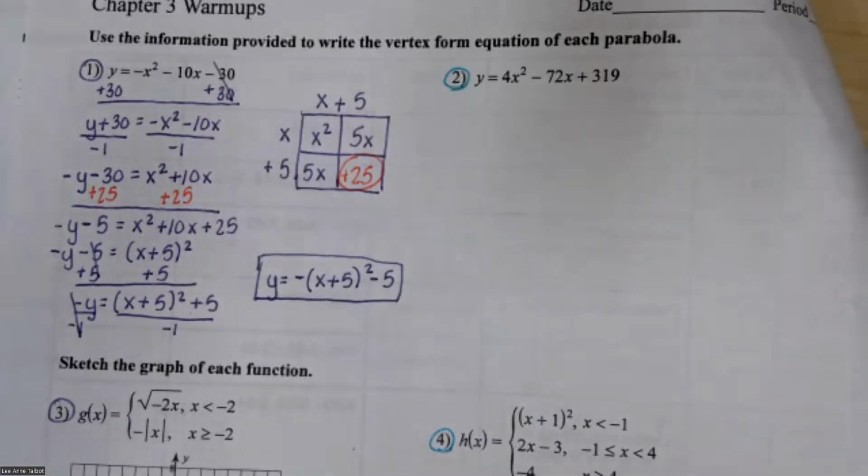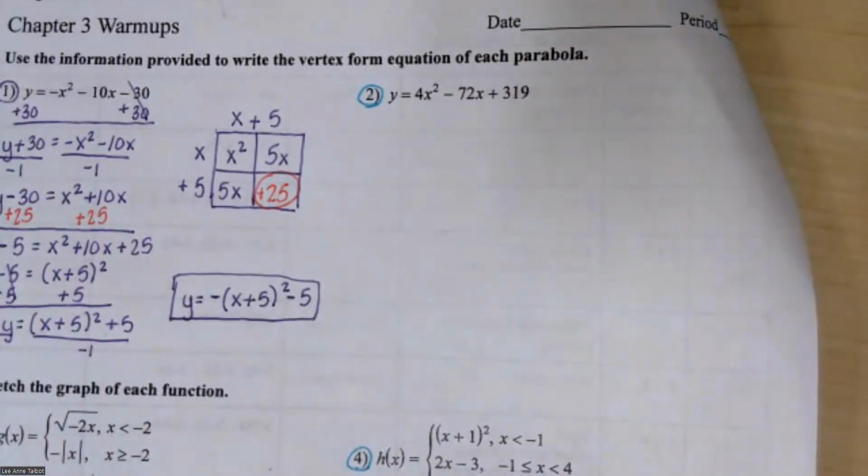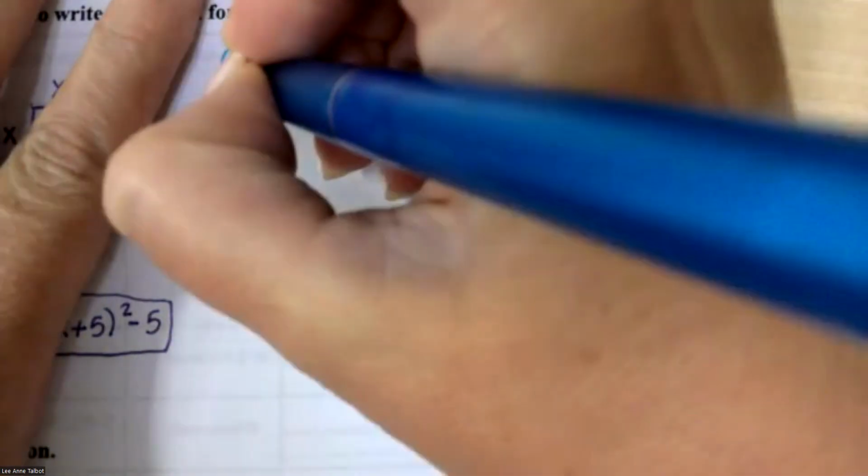Okay, so again, I'm gonna do this my style. If you don't want to do it my style, that's totally okay. Just whatever works for you. But for me, the first thing I do is move the constant. So minus 319.